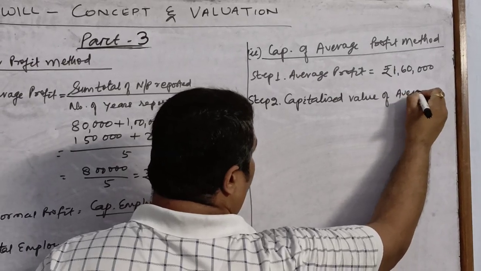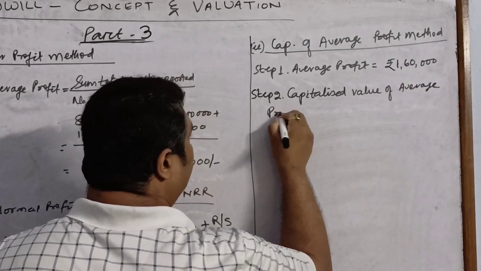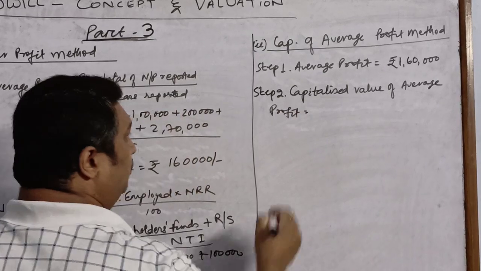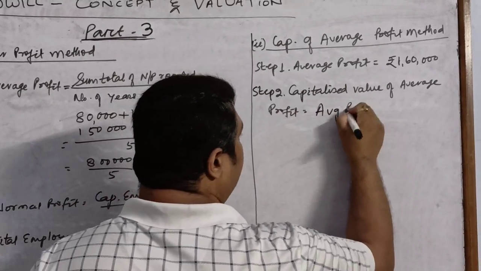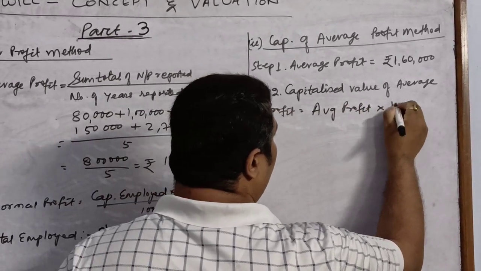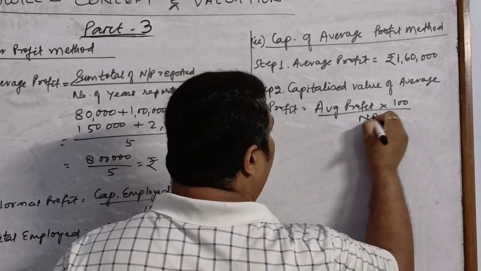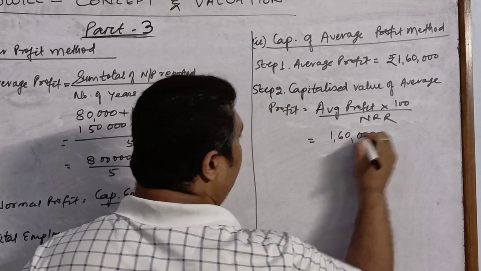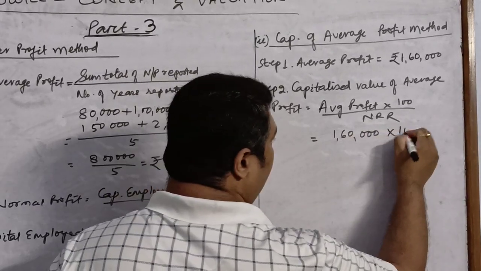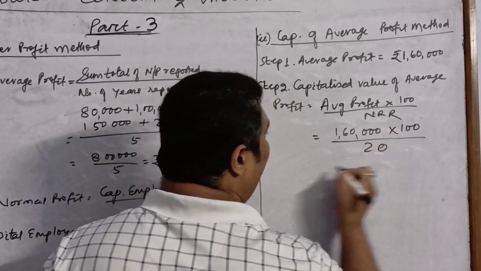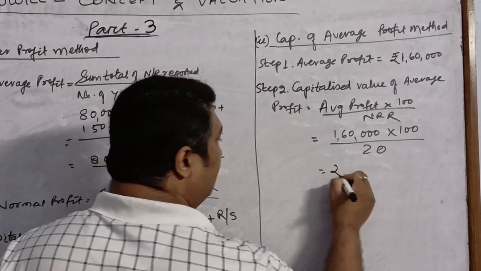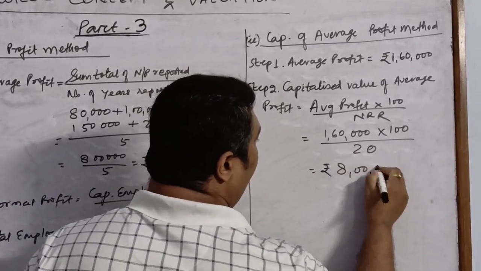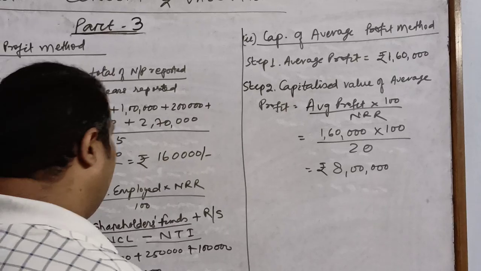Step 2 was to find out the capitalized value of average profit, which is equal to average profit into 100 by normal rate of return. Average profit, as we have written over here, is 1,60,000 into 100 by 20, which is the normal rate of return. So our capitalized value of average profit is rupees 8 lakhs.